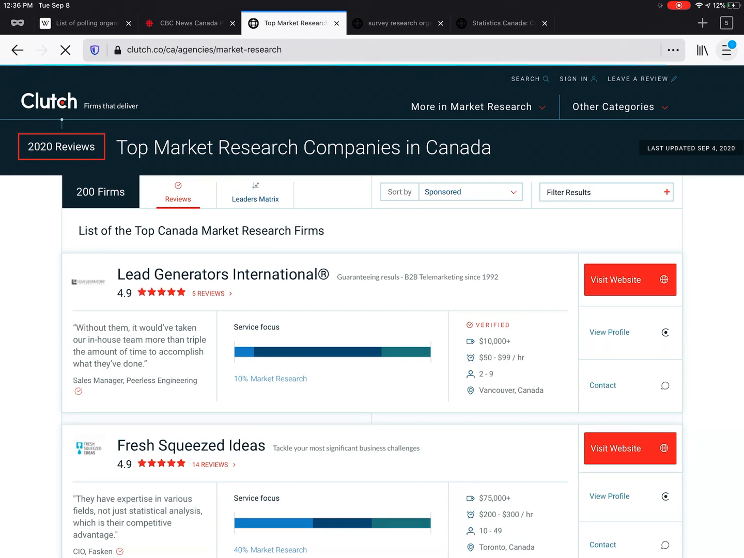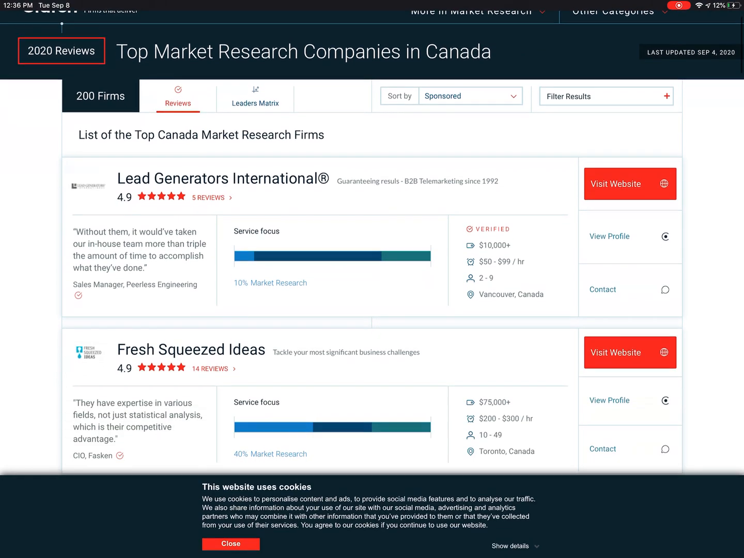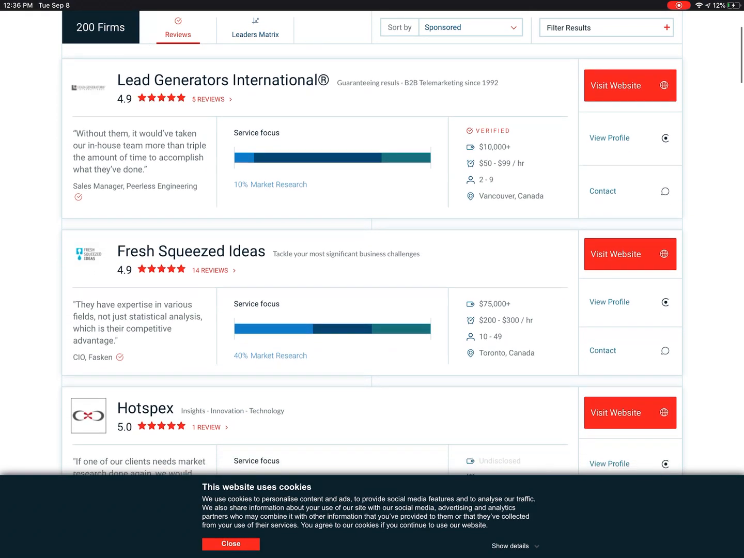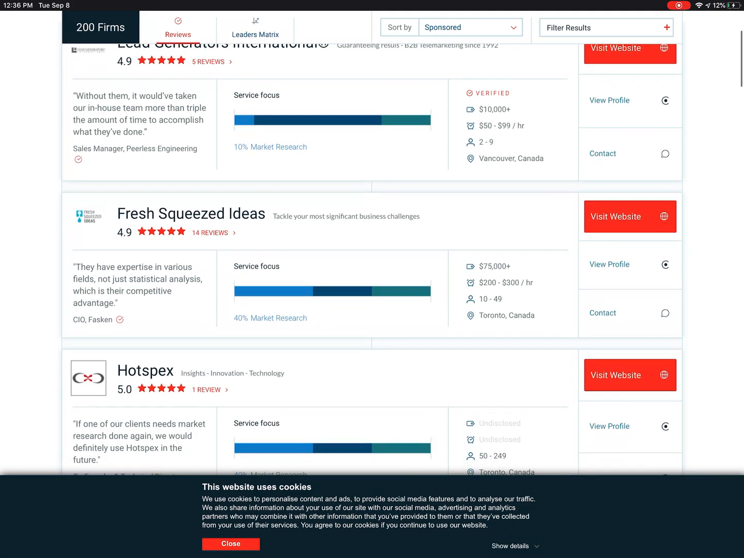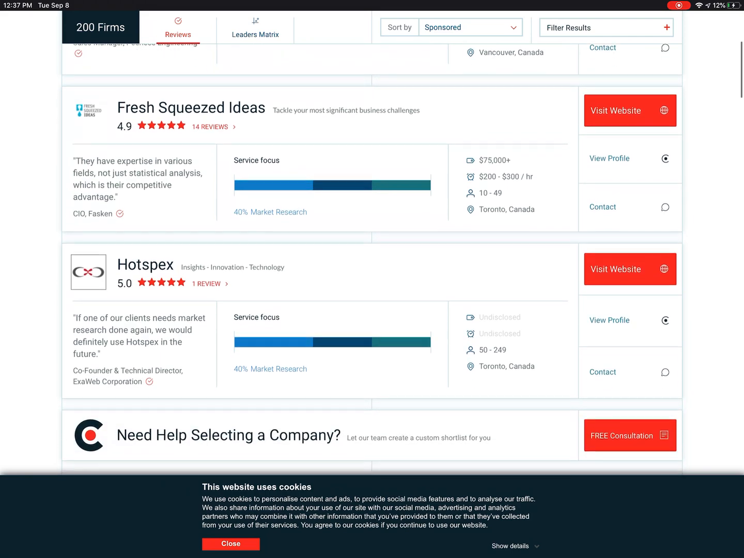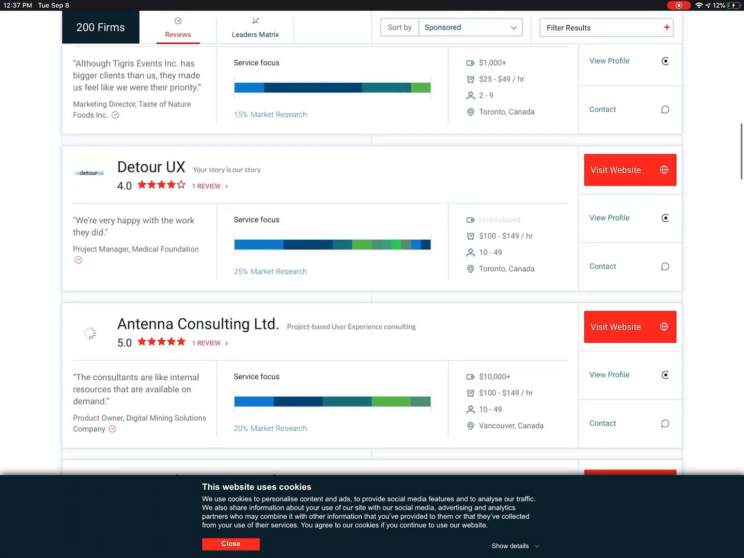Top marketing research companies in Canada. I don't want you to know these names here, but these are not ones dealing with politics. These are ones dealing with bigger types of, particularly corporate, surveys and so on. So lead generators, fresh squeezed ideas, a whole bunch of these. And to tell you the truth, I don't know most of these.